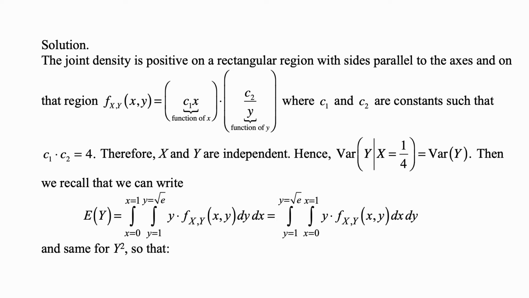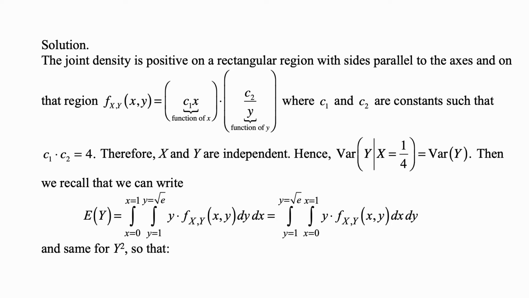And here's the solution. So the joint density is positive on the rectangular region with sides parallel to the axes, and on that region the joint density is a product of a function of x and a function of y, where there are certain constants multiplied by x and by 1 over y, and therefore X and Y are independent, and that means the variance of Y given that X is equal to 1/4 is equal to the variance of Y.